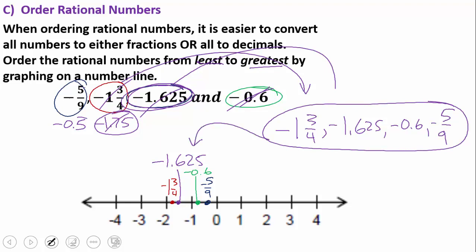So you can use the number line to help. If you don't have one, you better convert. And the easiest thing to convert to is decimals.